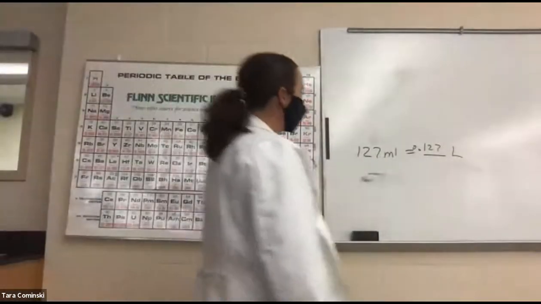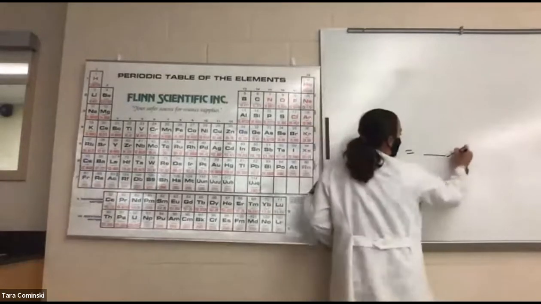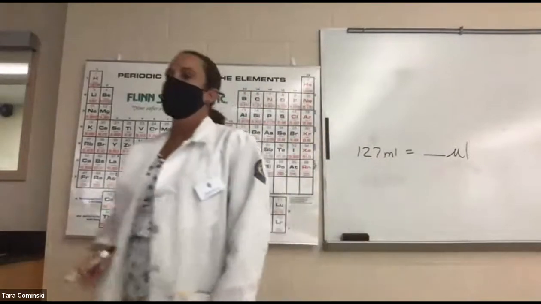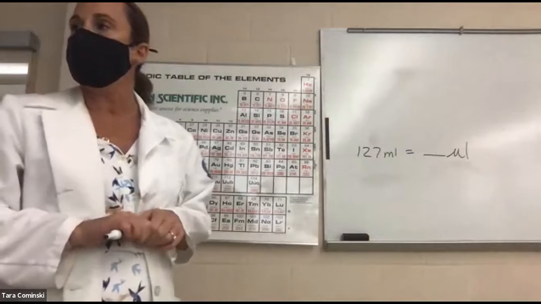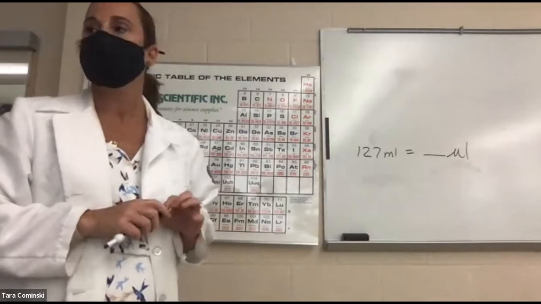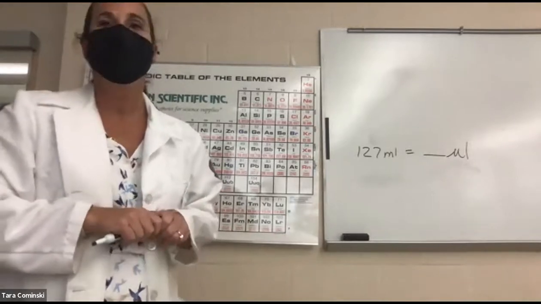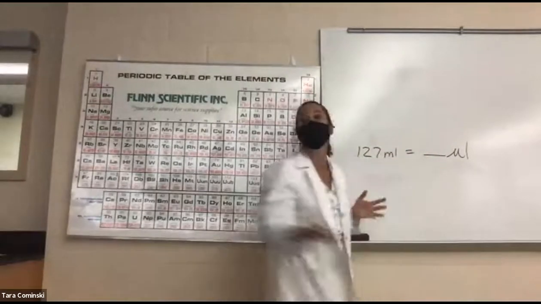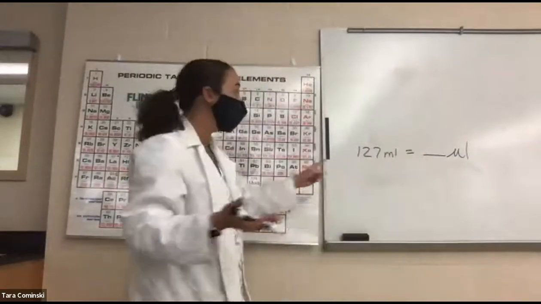What is 127 milliliters in microliters? So now, which one's smaller, microliters or milliliters? Microliter. It's smaller, right? And by what factor? How many microliters are there in a milliliter? 1,000. Yeah, good, okay? But now this is a smaller unit, right?